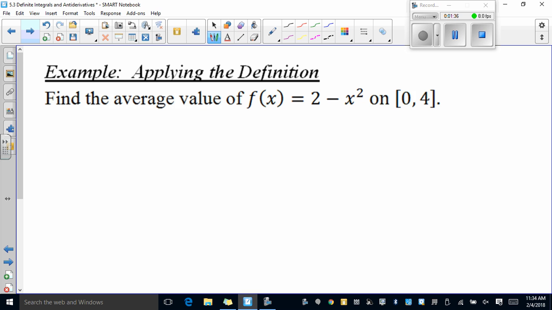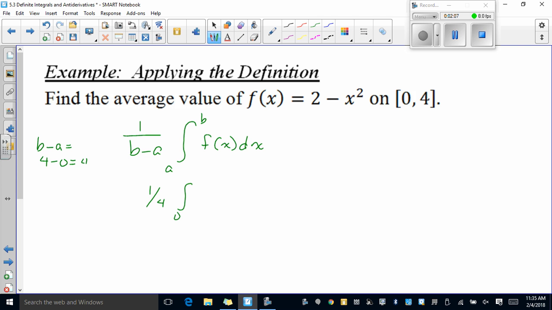So let's do this to the side. B minus a is going to be 4 minus 0, or 4. So this is going to be 1 over 4, integral of 0 to 4 of 2 minus x squared dx. Now, if you threw this baby into the calculator, it'll give you negative 3.33333333, repeating. Ask it for a fraction, negative 10 over 3. You always want those exact values if you can give an exact value.